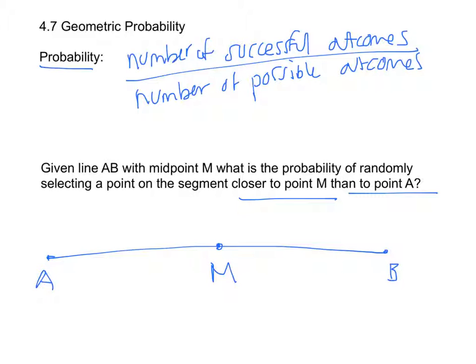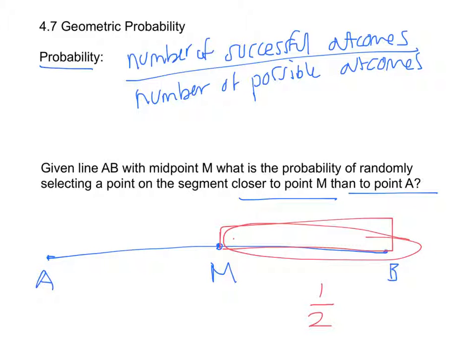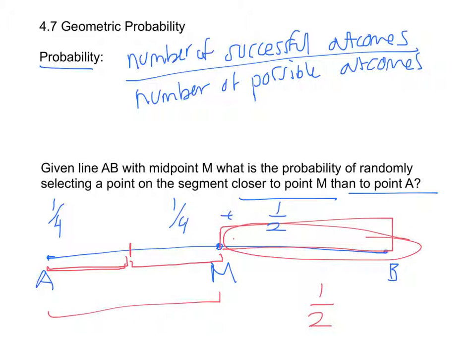Essentially, everything on this side of the line is going to be closer to M than to point A. So that already gives us a 1/2 or 50% probability of choosing a point that's closer to point M than to point A. Dealing with this side, however, we can just split it in half, because everything here is going to be closer to point M, and this is the small portion that's going to be closer to A than M. So if we add all these up, then we have a 1/4 probability of selecting something closer to point A than M, and we have a 1/4 plus 1/2 probability of choosing something closer to point M. So that's going to add up to 3/4, or a 75% chance of choosing something closer to M than A.